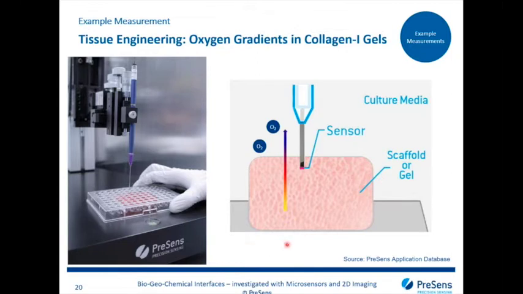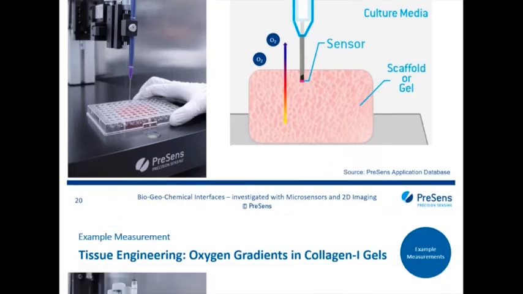Here's a short image on how it happened. Of course, it's an exaggeration. In general, the microsensor tip size is much smaller than you see it here. But in this case, the microsensor was moved first through the culture medium and the air, and then into the scaffold where actually cells, stem cells were present. And these, of course, they respire, so they consume oxygen inside the scaffold or gel. And as we are also talking about a diffusion limited area here, it's quite likely that actually an oxygen gradient develops inside the scaffold.